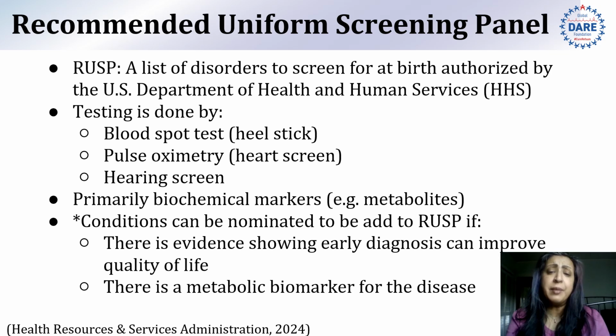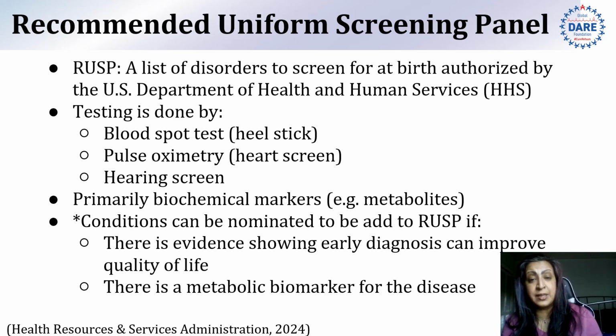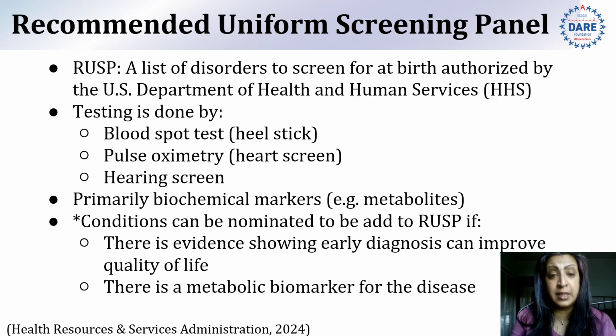So the Recommended Uniform Screening Panel, or the RUSP, is a standardized list of diseases and conditions that all newborns in the United States are screened for at birth, as authorized by the Department of Health and Human Services. Newborn screening typically includes a heel stick blood test, pulse oximetry to assess heart health, as well as a hearing screen. And the tests associated with the RUSP mainly look for biochemical markers, such as different metabolites that can indicate the presence of a certain condition or disease early in life.